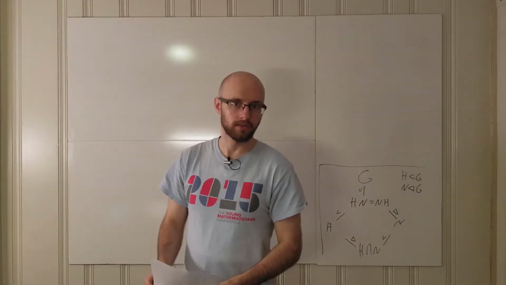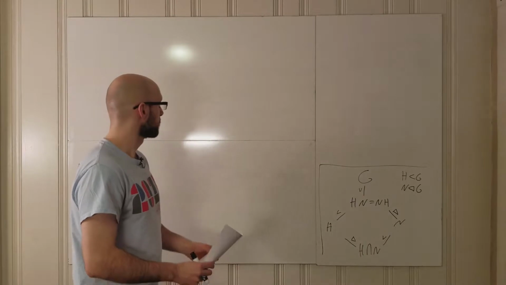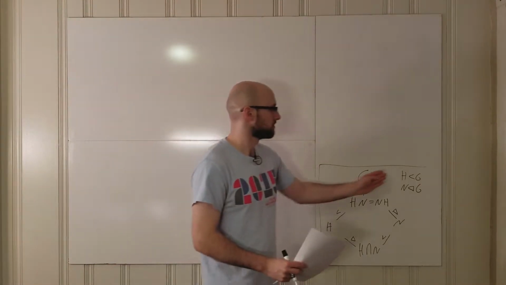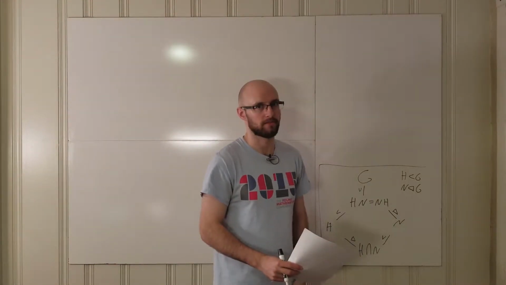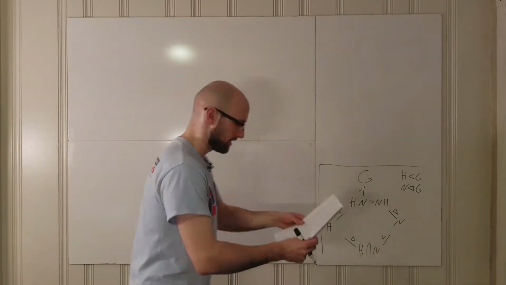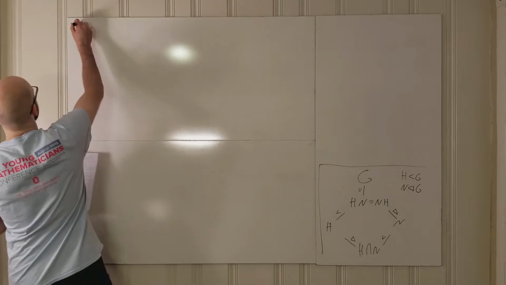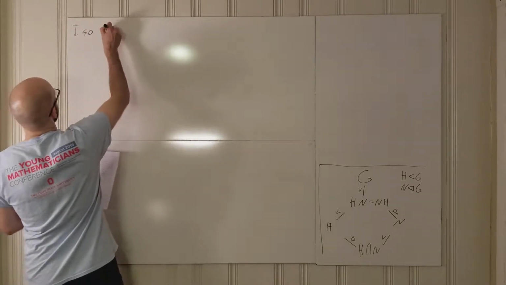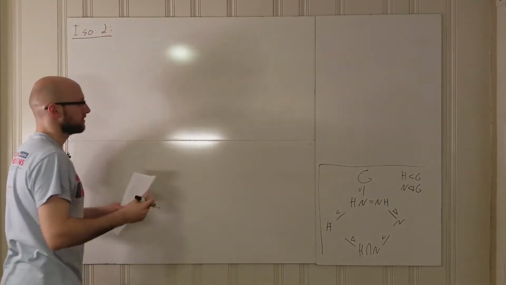Alright, let us continue from last time. We were talking about subgroups and stuff. So what we're building up to is the second isomorphism theorem. So I'll just call it isomorphism theorem 2, electric boogaloo.